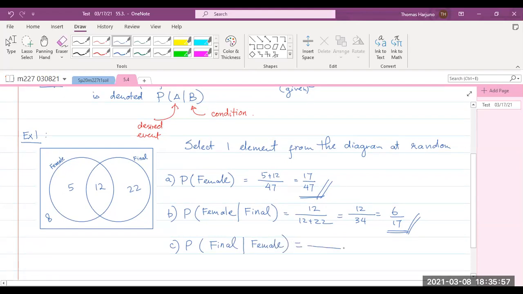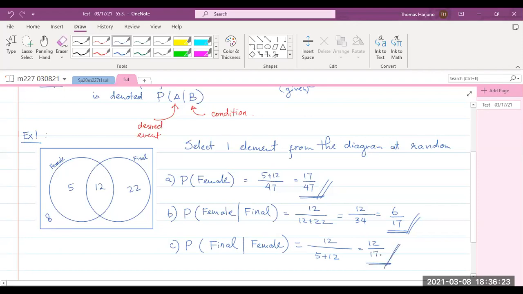So start with the condition. How many female? 17, that's 5 plus 12. Now, of those 17 female, how many of them took final? 12. So this will be 12 over 17.